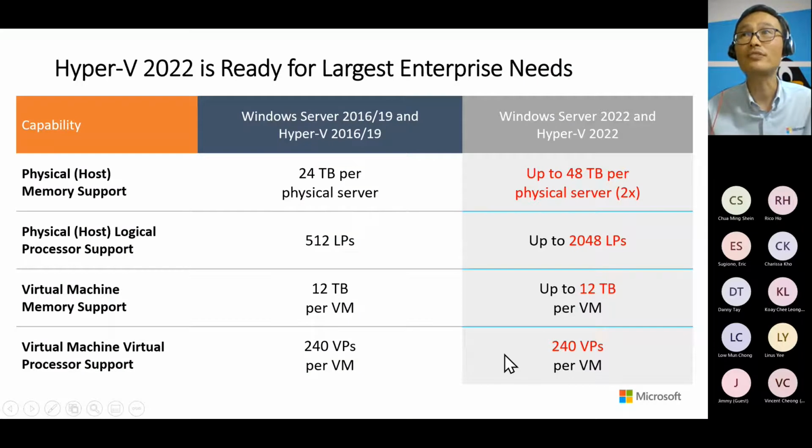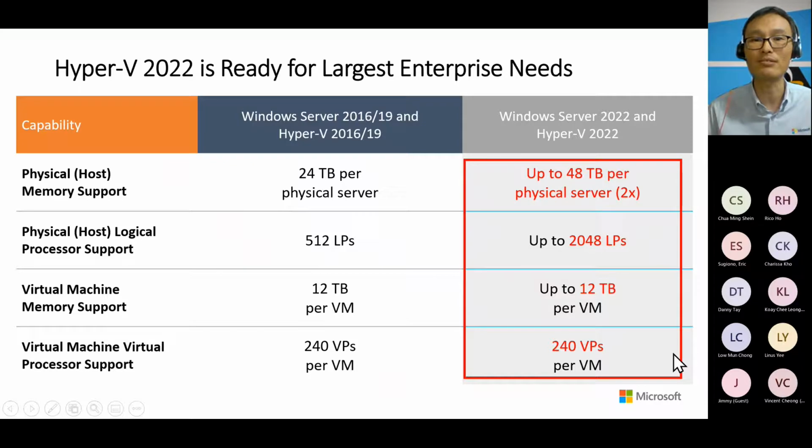It's important to know that the latest version of Windows Server, powering up the latest Hyper-V 2022, which is the same hypervisor that Microsoft uses in Azure, provides amazing hyperscale capabilities. In a single node, we can go up to 48 terabytes of memory and up to 2048 logical processors in a 64-core, 64-socket box.